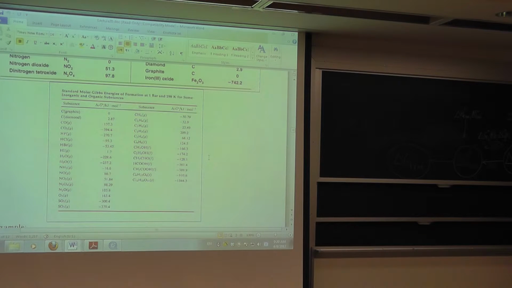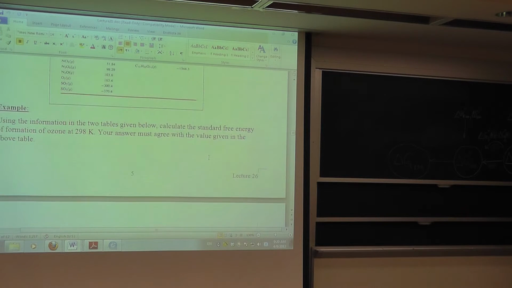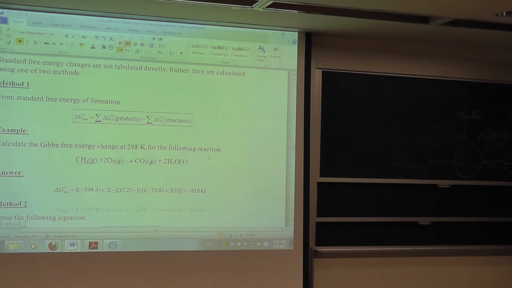Didn't say it was a negative. It never looked like a negative. Okay. Sorry. What is the answer for that one? The answer is negative 818 kilojoules.